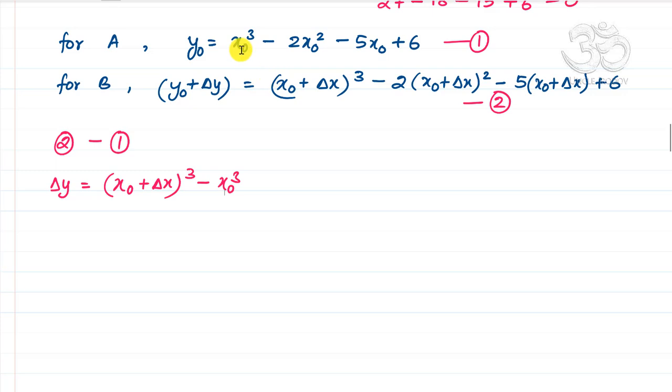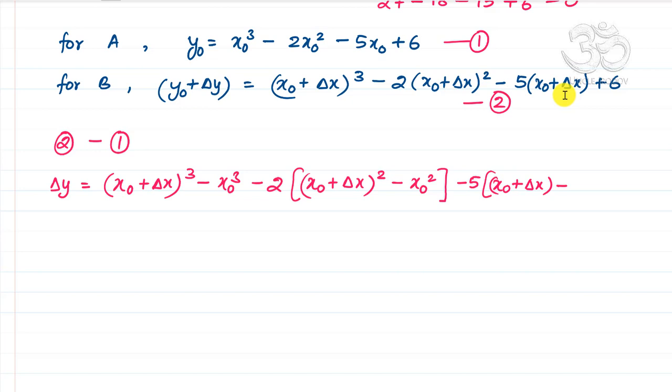Right, so that's the difference of first two terms. Then in the next two terms I can take minus 2 common, and you can say you will have x naught plus delta x whole squared minus x naught squared. And in the third term I can take minus 5 common, so minus 5 and x naught plus delta x minus x naught, and the last term 6 will go off.